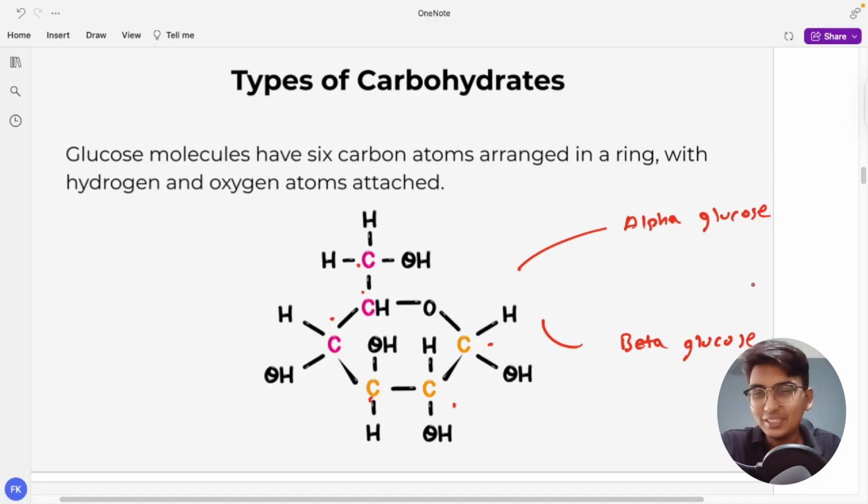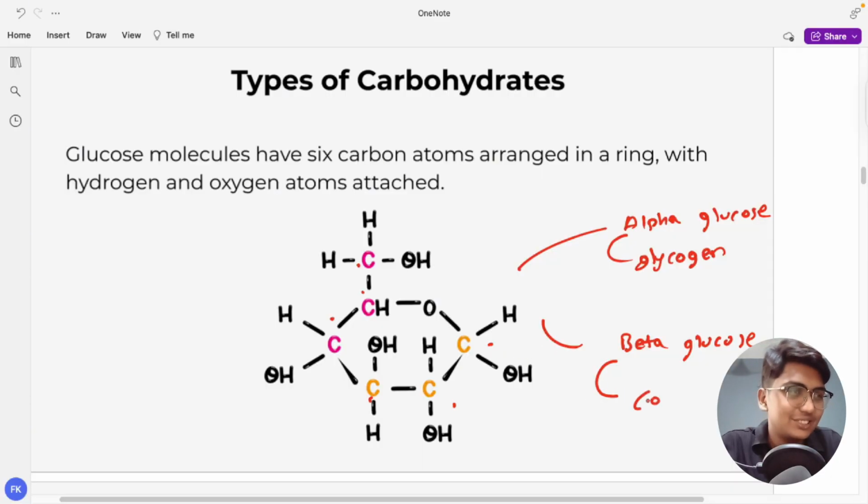I know this is a new concept for you guys, but alpha glucose is used for storage, like in glycogen, and beta glucose is used in cellulose. Where do you guys find cellulose, by the way? It is present in the plant cell wall, right?